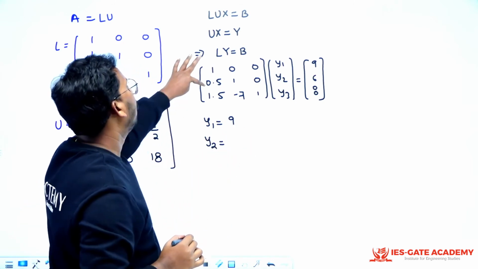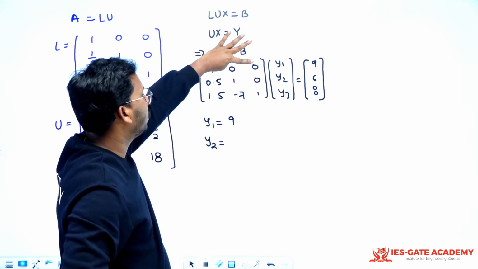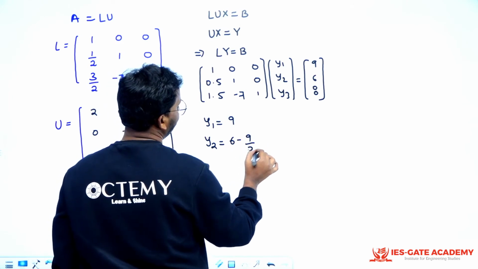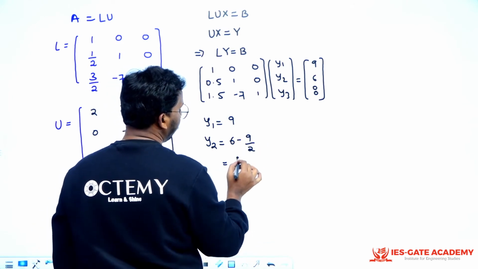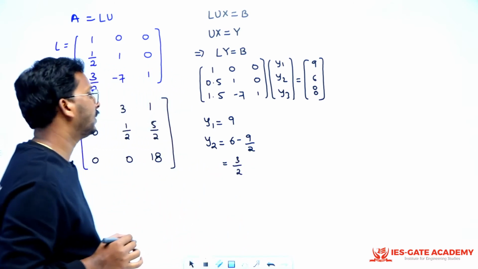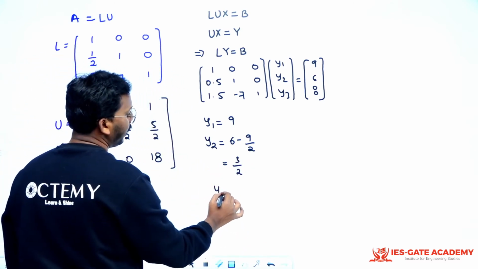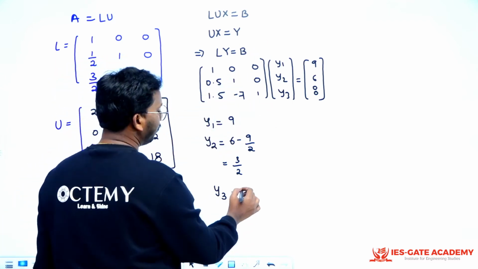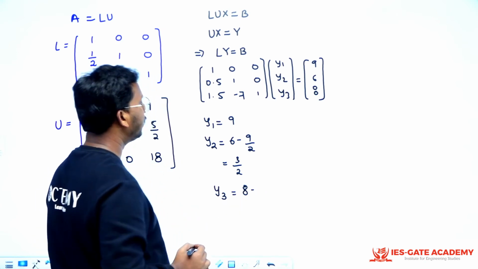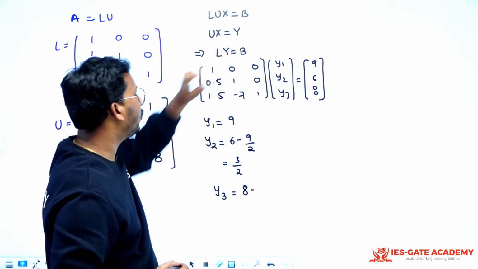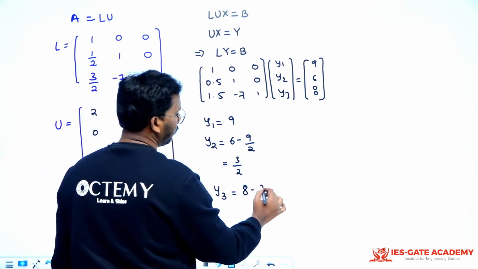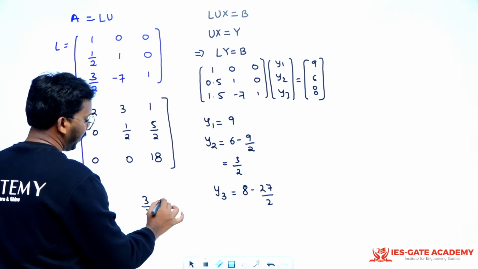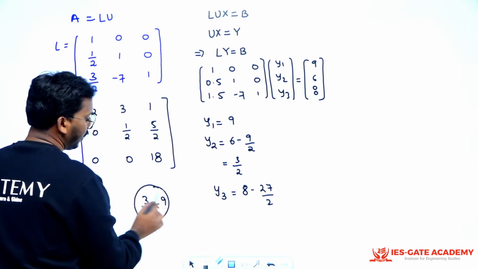What will be your Y2 equal to? This is 0.5 into Y1. So 9 by 2, 6 minus 9 by 2. How much will that be? 3 by 2. Very good. What will be your Y3? This into this. So that will become 8 minus, this is 3 by 2. 3 by 2 into 9 is how much? 27 by 2.